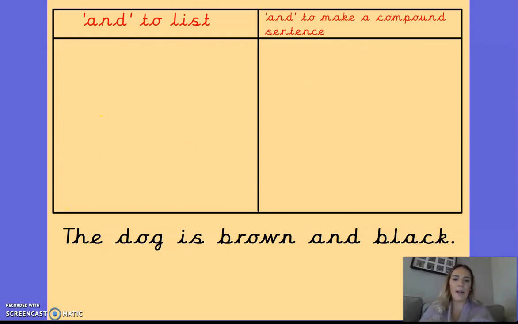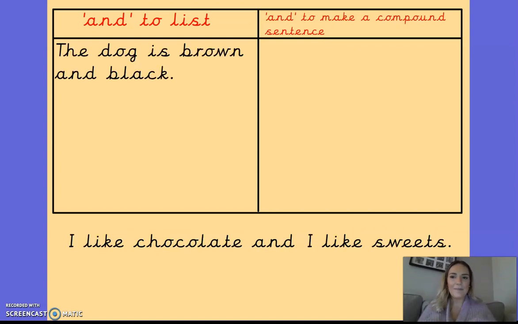The dog is brown and black. Let's check. Can you remember the way that we check our compound sentence? If it makes sense either side. The dog is brown. Does that make sense as a sentence on its own? Yes, it does. Black. Is black a sentence on its own? No, it's not. So how have we used and in this sentence? Drag it onto the side you think and let's check. We have used and to list. We've got the dog is brown and black. That bit doesn't make sense as a sentence on its own.